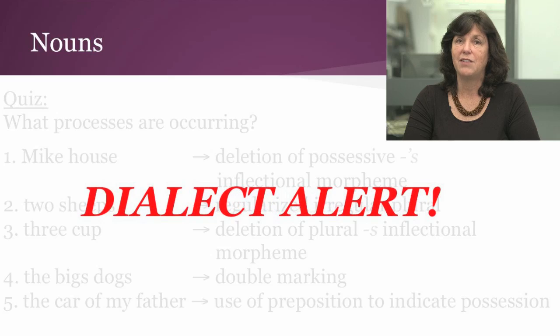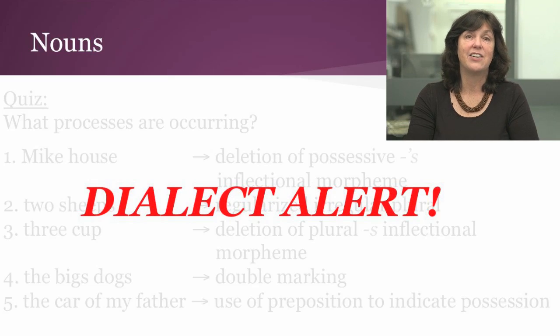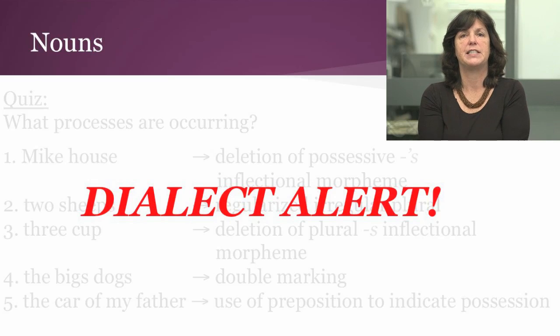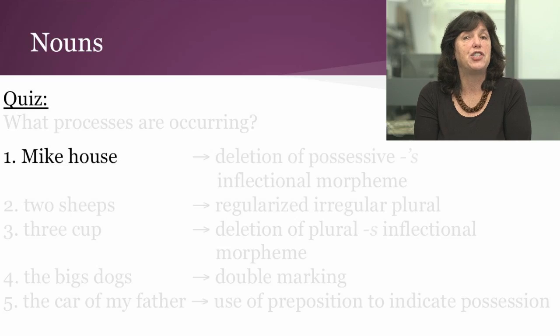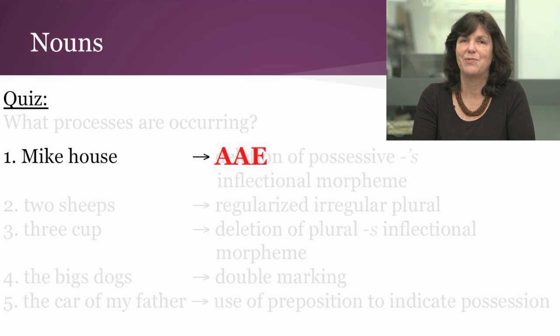Uh-oh, we have a dialect alert. These processes do not necessarily indicate a disorder. Some of them are dialectal features and characteristics of language differences. Let's see if we remember which dialects these features might be seen in. Omission of the possessive s inflectional morpheme is a feature of African American English.